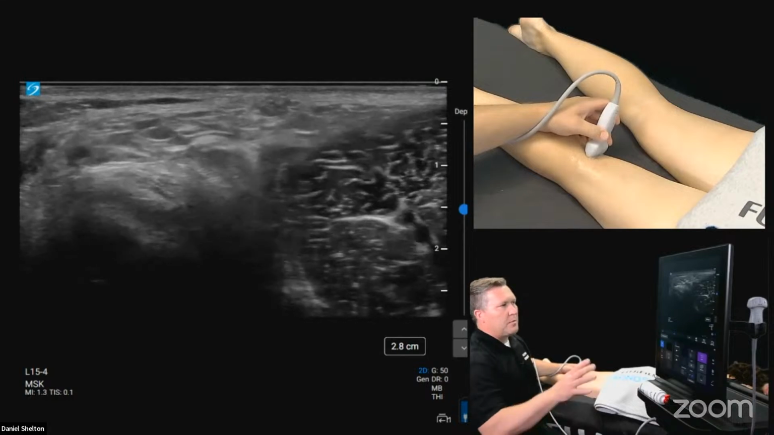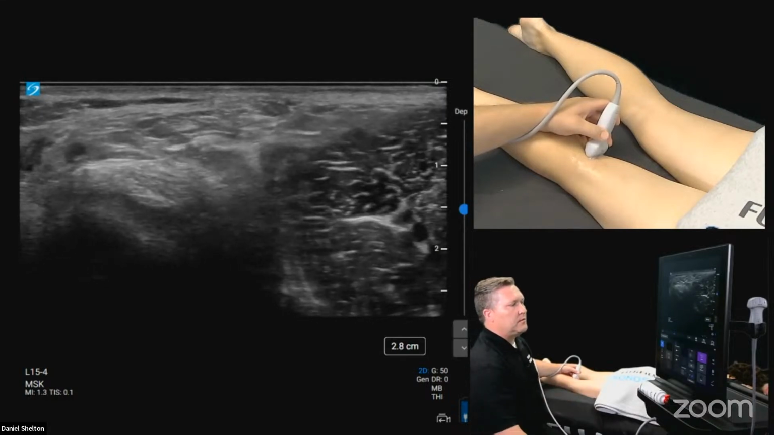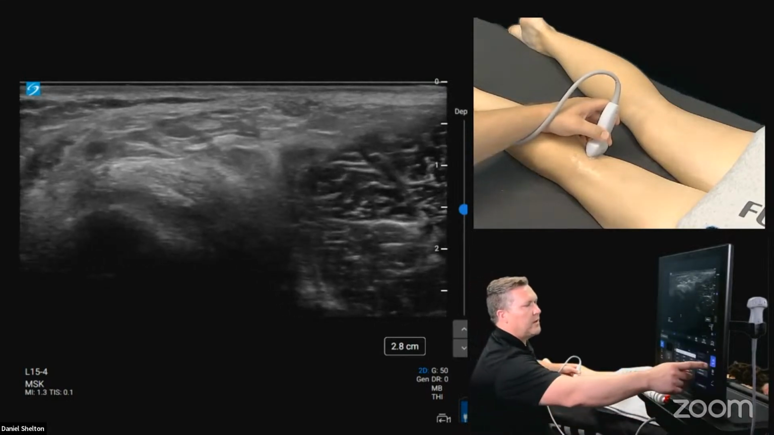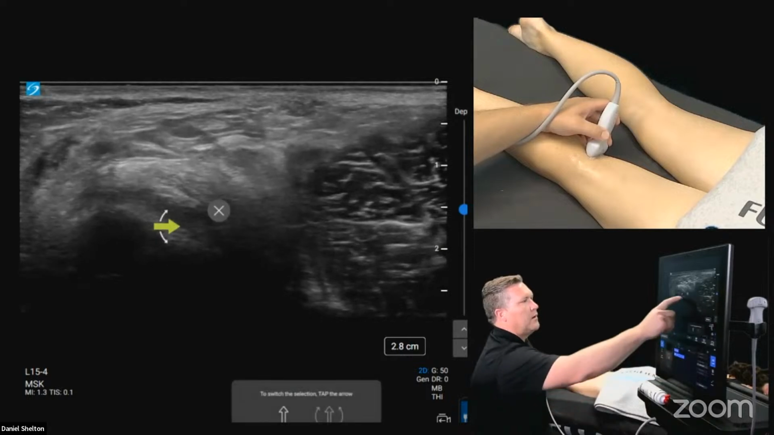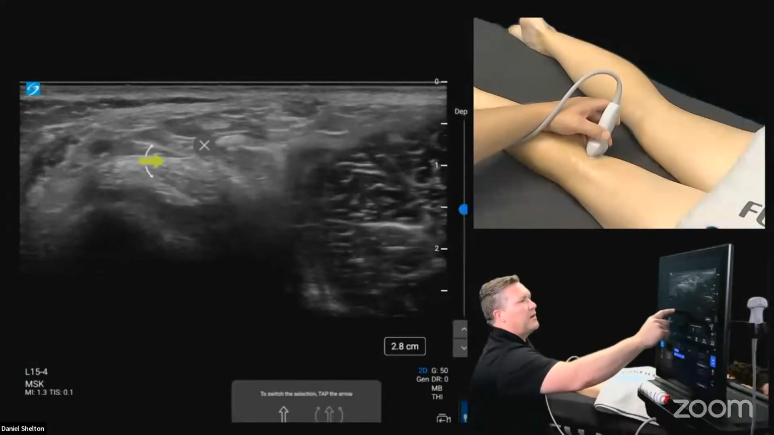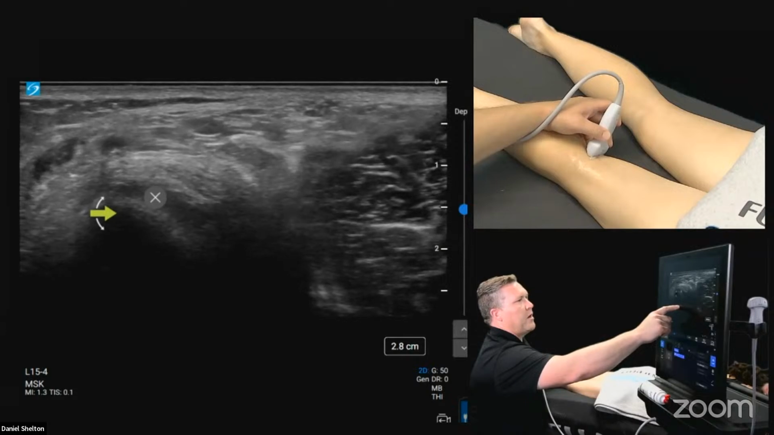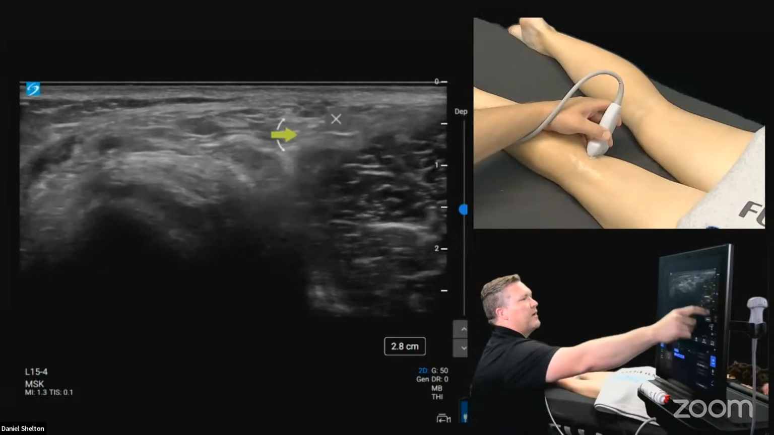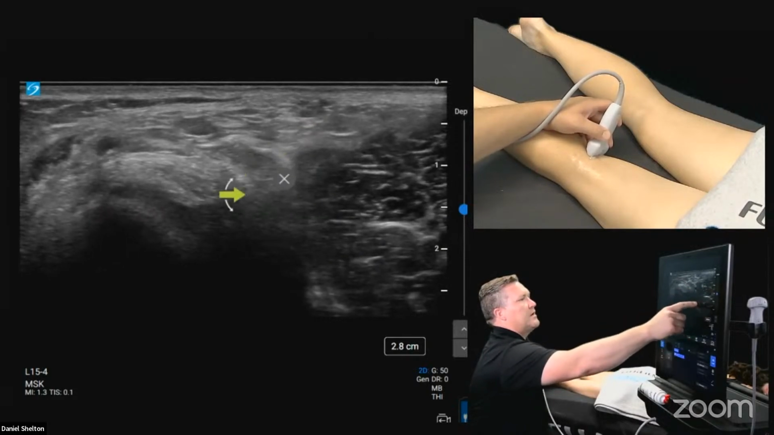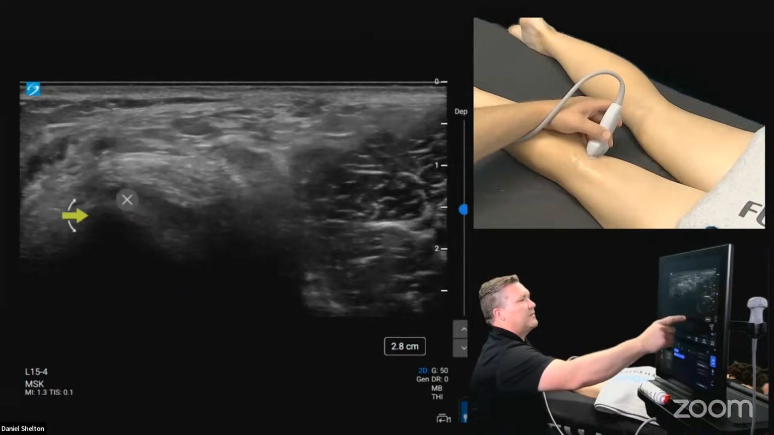So if you just get a blurry, fuzzy left side of the screen here, let's get an arrow up here. I'm looking for the medial femoral condyle here, mainly because I can kind of feel it with my finger. I'm kind of palpating as I go. This is the medial head of the gastroc over here, and its tendon is somewhere over here. But I need to find that skeletal reference point.